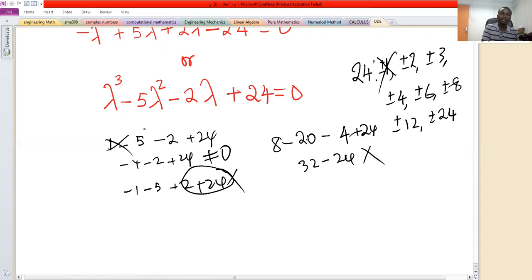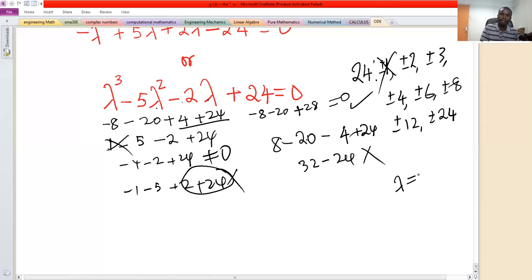If I try minus 2, this will be minus 8 minus 2 squared is 4, 4 times 5 is 20. Minus 2 times minus 2 is plus 4, and then plus 24. Now 4 plus 24 is 28. So minus 8 minus 20 plus 28. Actually, this will give us 0. So that means lambda equals minus 2 is a solution to this given equation.